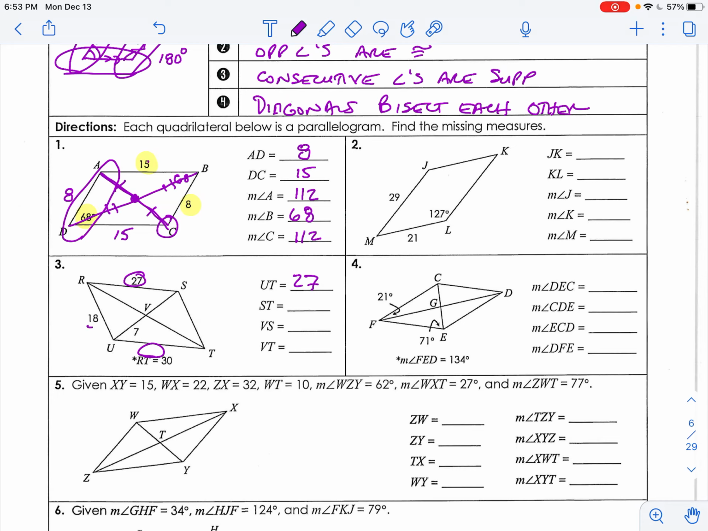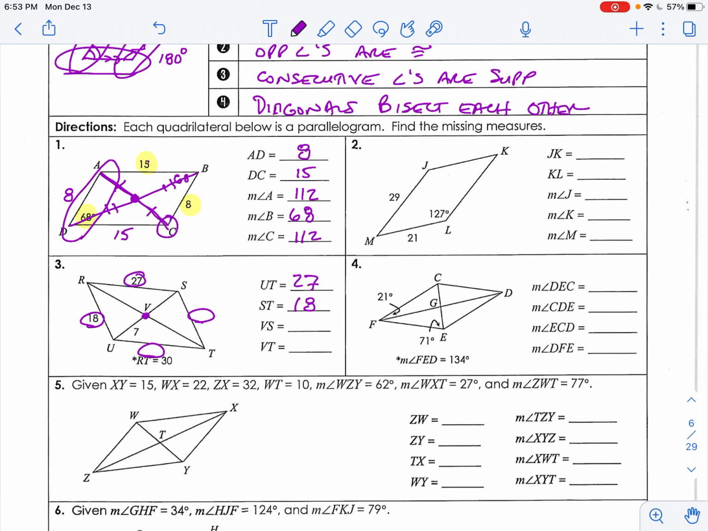How about ST? If this is 18, what would this be? It would also be 18. Now, let's get to the diagonals here, right? So what does bisect each other mean? That means, again, this is congruent to that. This is congruent to that. So that's something we'd like you to know or remember or internalize.